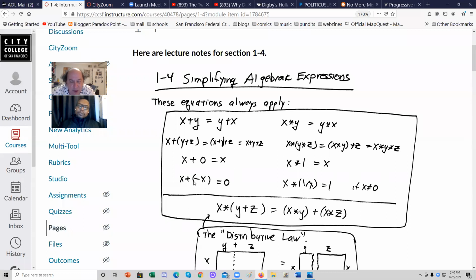Here, x plus its opposite is 0. Okay, this is a little bit trickier. x times its reciprocal, 1 over x, is 1. But dividing by 0 is a problem, so I have to add that x is not 0. So this is a law with an exception.